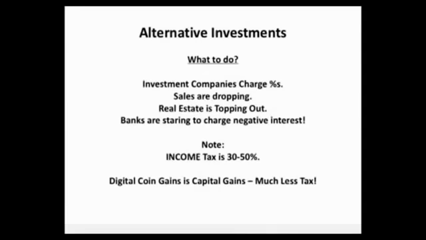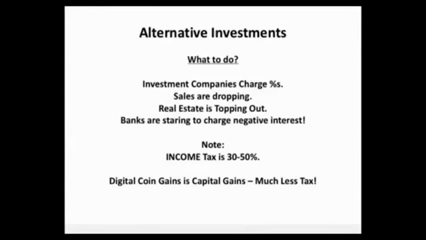So the next slide is, what are we going to do about it? The investment companies are charging percents on investment. T. Rowe Price, Edward Jones, Fidelity, up to 2%. Retail sales are dropping. Macy's is closing a whole bunch of stores. Real estate is topping out. And banks are starting to charge negative interest. That means if you have an account at a bank with, say, $10,000 and do nothing, they're going to start charging you 3 or 4% just to have money in their bank.